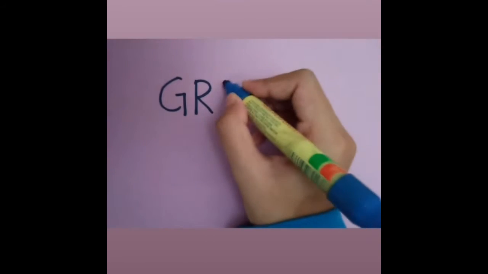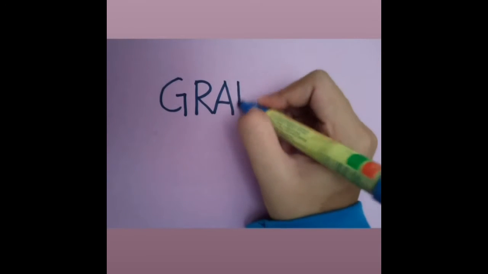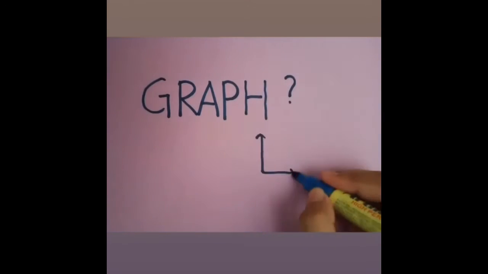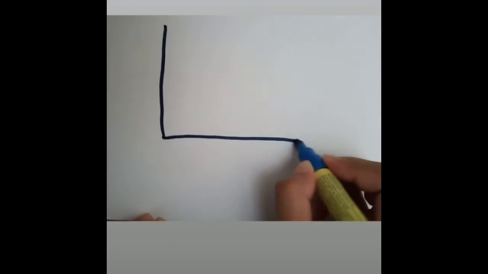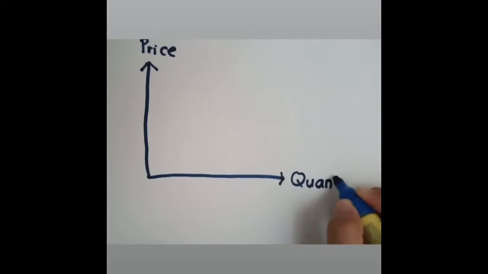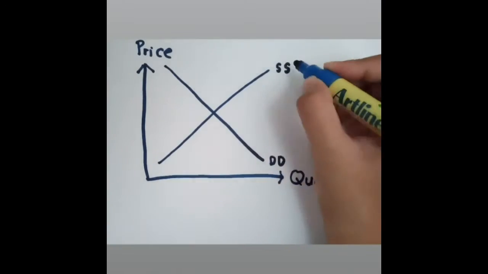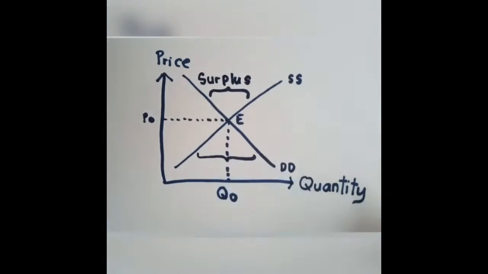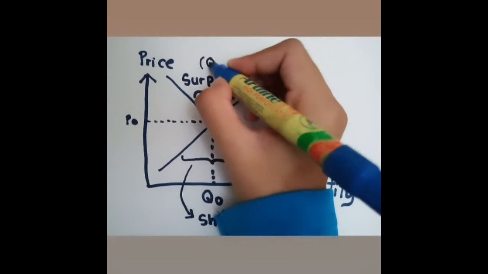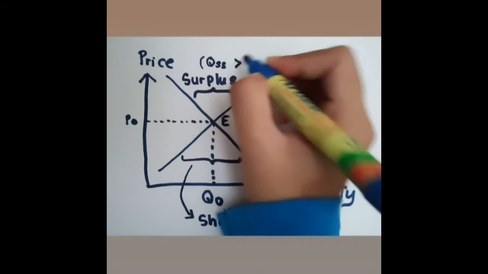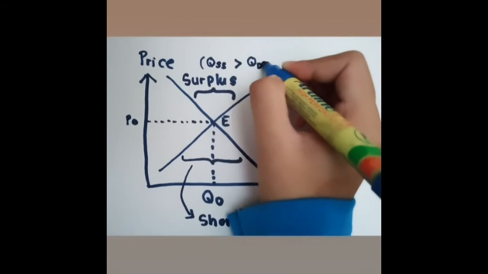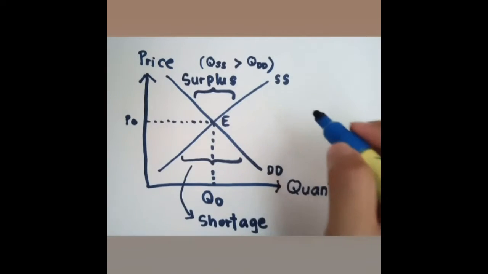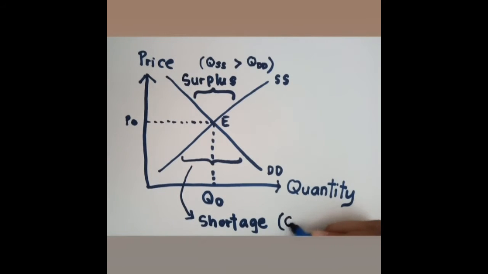Next, let's see the graph of the shortage and the surplus. Label price for the y-axis and quantity for the x-axis. Next, sketch the demand and supply graph, and the intersection point is the equilibrium price and quantity. The surplus is when quantity supplied is greater than quantity demanded. For the shortage, the quantity demanded is greater than the quantity supplied.